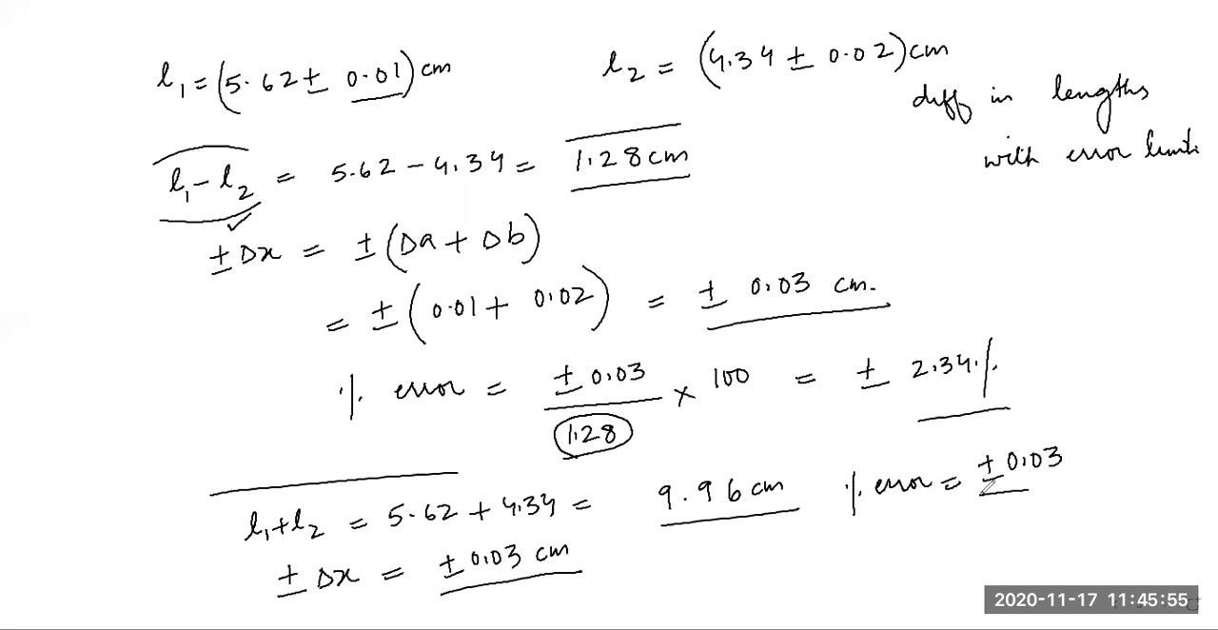0.03. L1 plus L2. It will be L1 plus L2. That will be 9.96 into 100. So you please calculate, that will be the percentage error. This is how you will do both the sums. Now we go next. So now we do errors in the product.